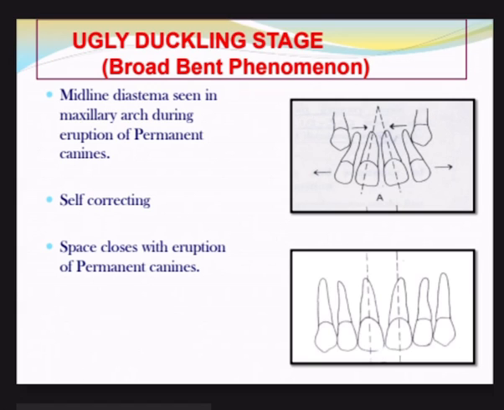But subsequently, when the canine is erupting, the force will be exerted on the crown, and the crown of the lateral incisor will push the crown of the central incisor to the midline, and as a result the diastema will get closed. Understood? I think it is self-explanatory. If you look at the picture, you can understand it. So when the canine has completely erupted, all the spaces are closed. Hope it is clear.